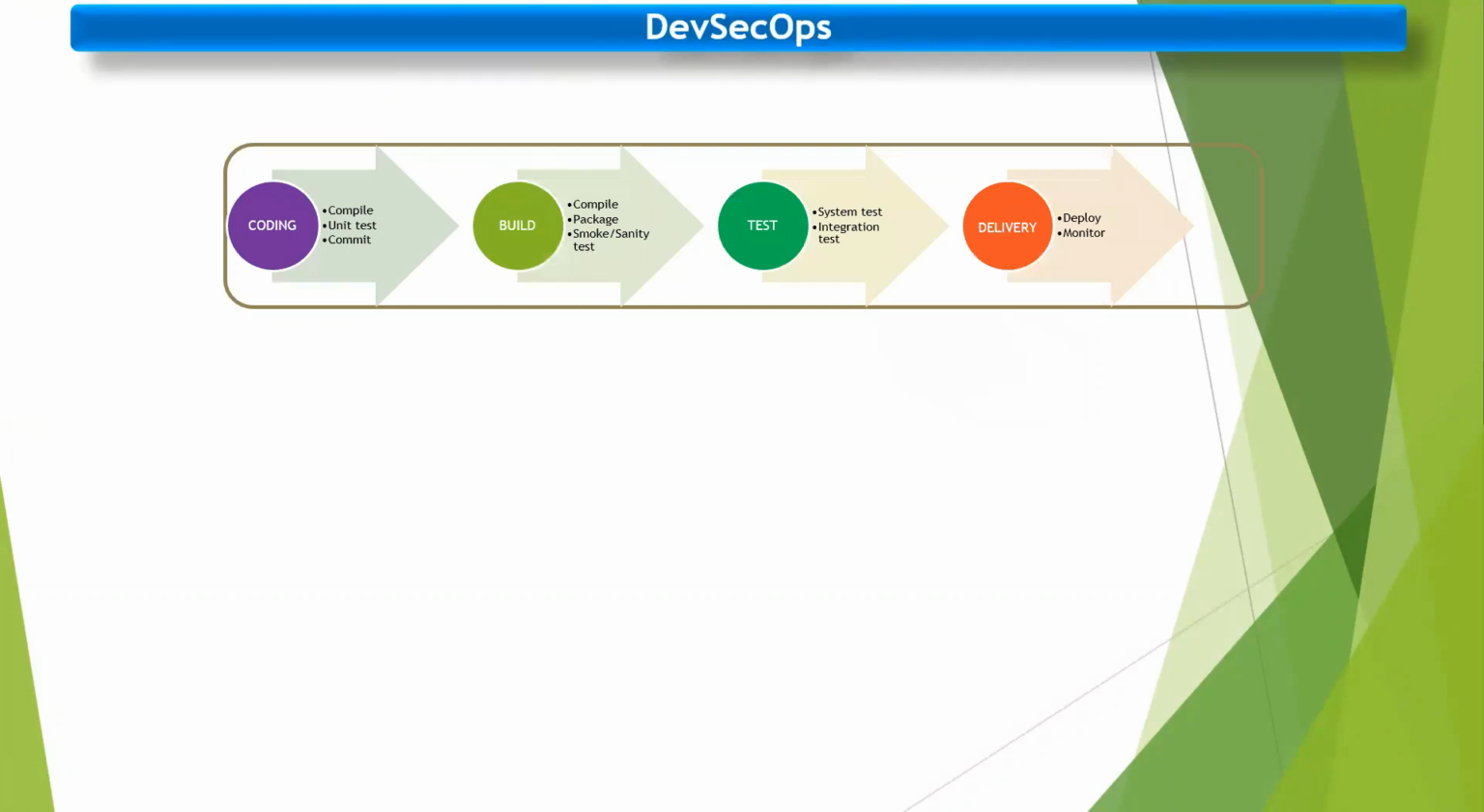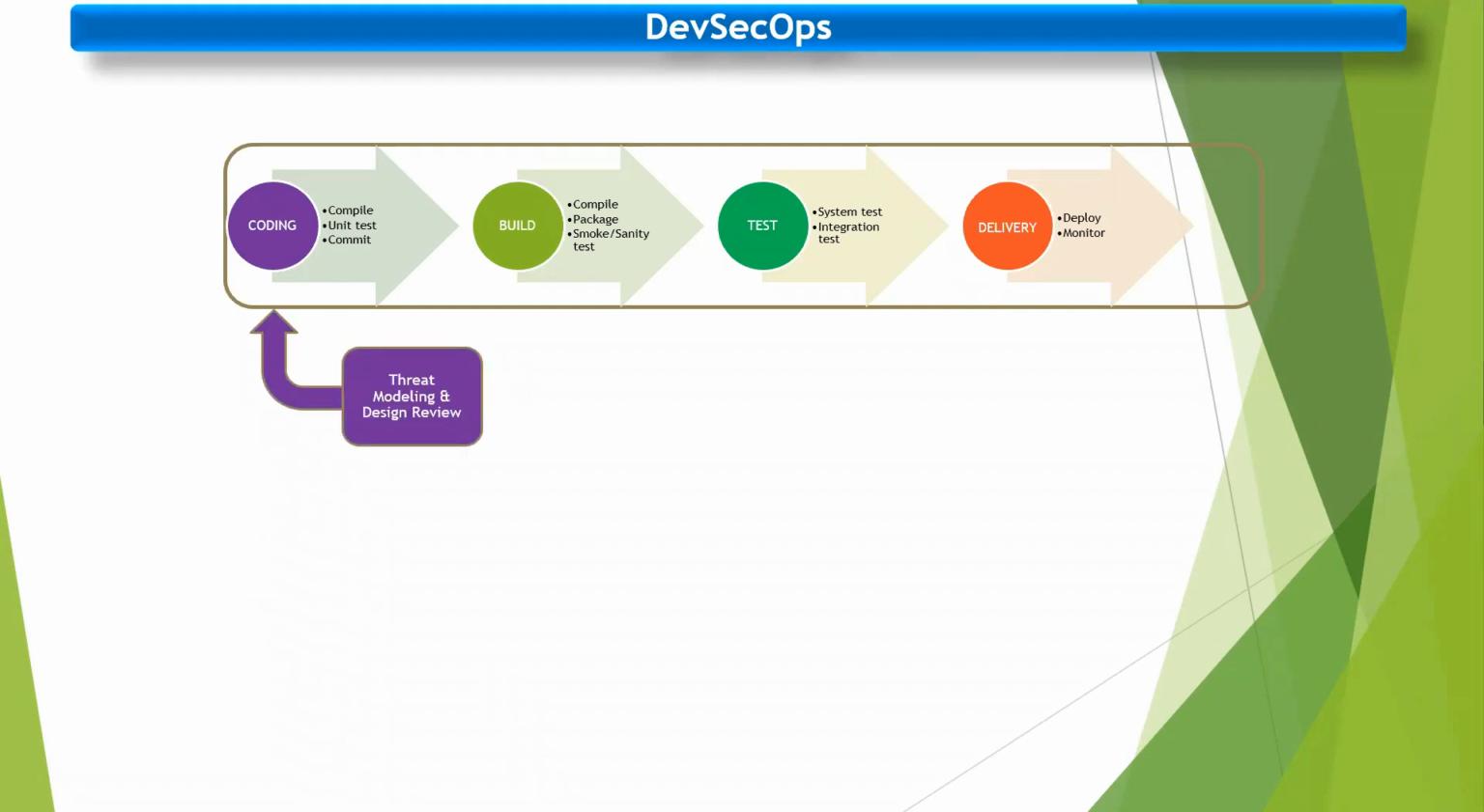This is the typical DevOps. Coding will happen: compile, unit, commit. Who will be doing this? The development team will be doing this. Build will happen. Once the development coding is done, it will come to the build phase: compile, package, smoke testing, or a few things. Once the build is done and your artifacts are ready, it will move to the test environments. Once QA certifies it, it will be moved to delivery, whether production or pre-deployment, based on the environment. What is DevSecOps then?